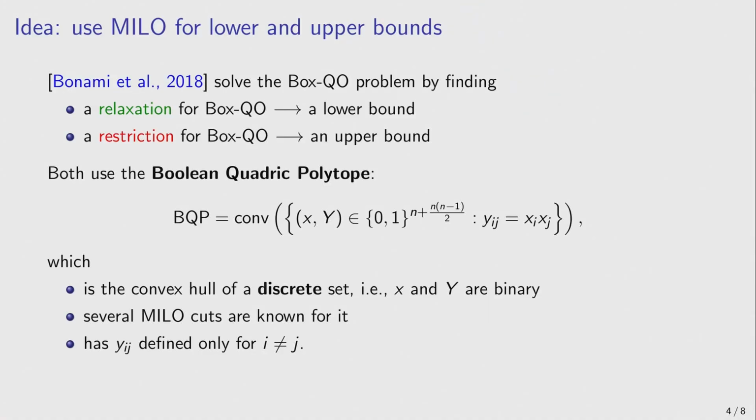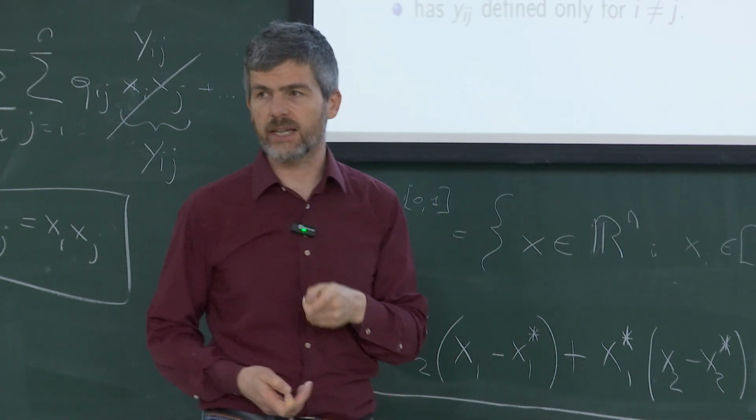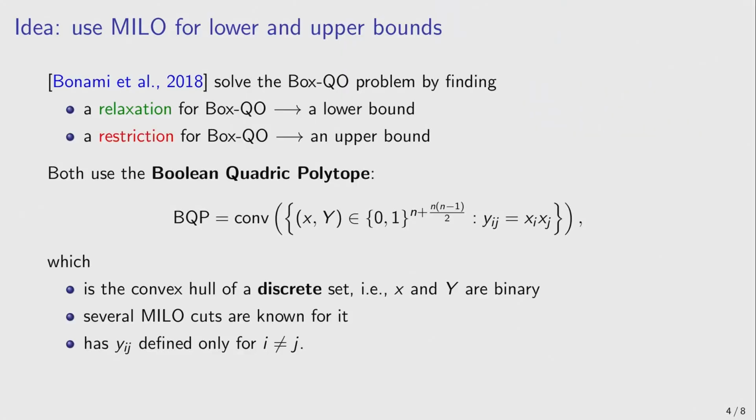So you won't notice many differences, but the first difference I would like to point out is that these variables are binary. So if you need the convex hull of a set containing x and y such that yij equals xi times xj, where xi and xj and also yij are all binary, that is a finite set of binary points. The convex hull of that is going to be a polytope, and it's called the Boolean quadratic polytope, for which several very interesting results exist.